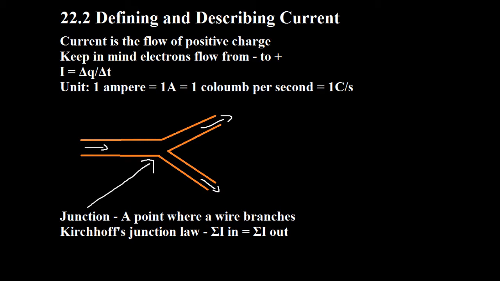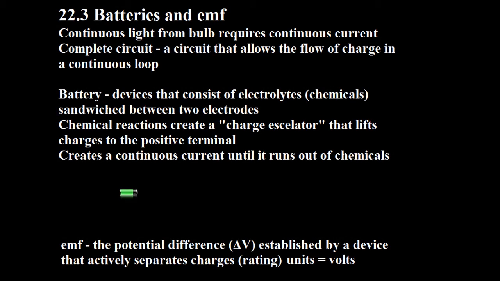In a wire, there's sometimes something called a junction, which is a point where the wire branches to two different paths or more. And according to Kirchhoff's junction law, the sum of current going into the junction is equal to the sum of the current leaving the junction. Continuous light from a light bulb requires continuous current.